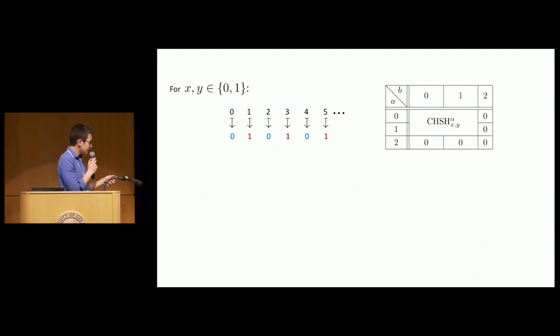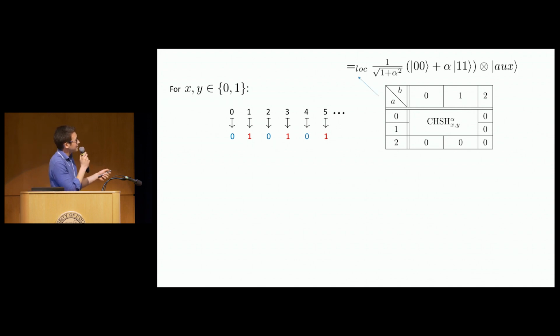Okay? And you can reasonably believe me when I say that any state psi that produces such a table would have to be local isometry equivalent to this expression here, which is the same that we had earlier.